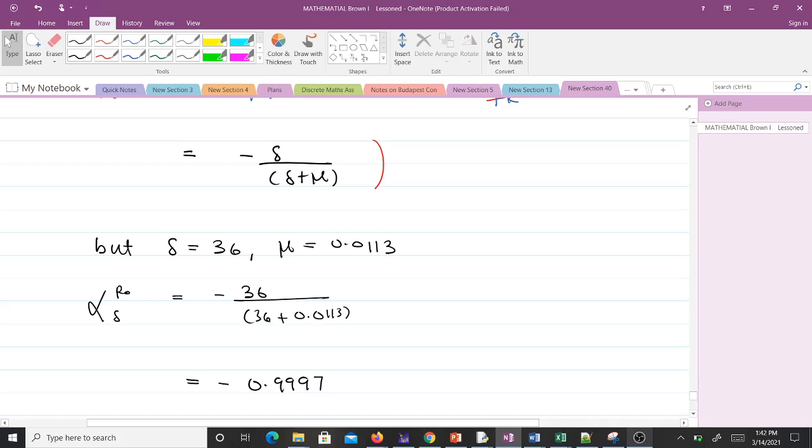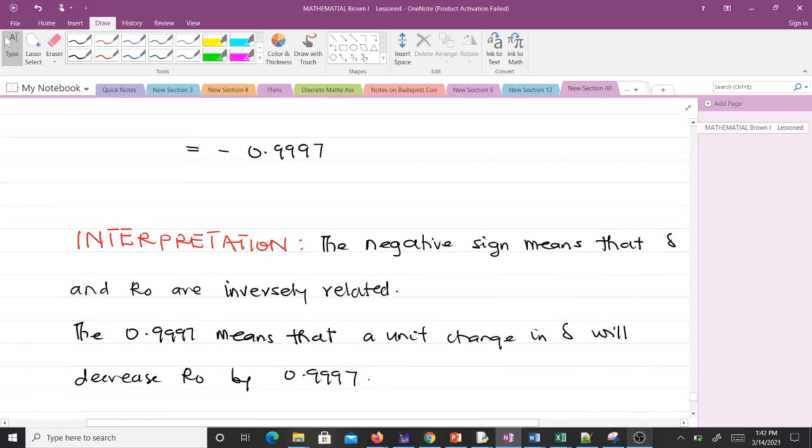So now, how do we interpret our results? The negative sign means that sigma and R naught are inversely related. And the 0.9997 means that a unit increase in sigma will decrease R naught by 0.9997, because they are inversely related. So a unit decrease in sigma will also result in what? Increasing R naught by 0.9997, since they are inversely related. When you increase one, it decreases the other. I hope you get it. And when you decrease sigma, it will increase R naught.